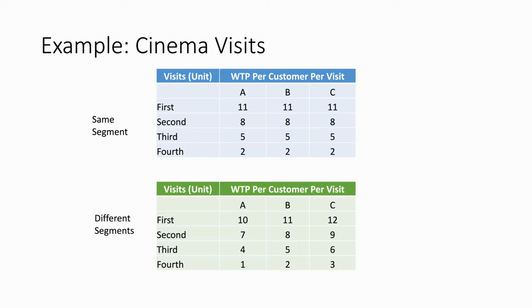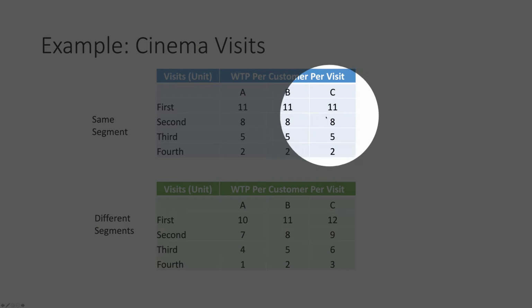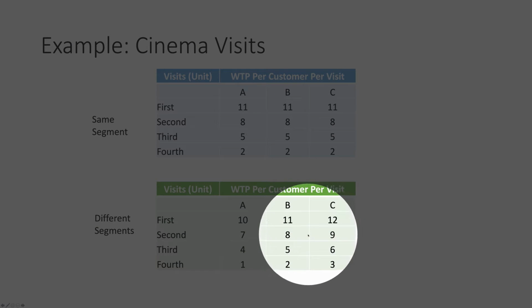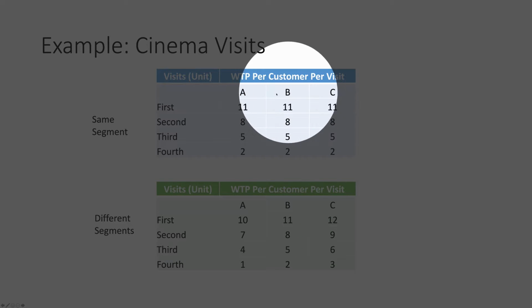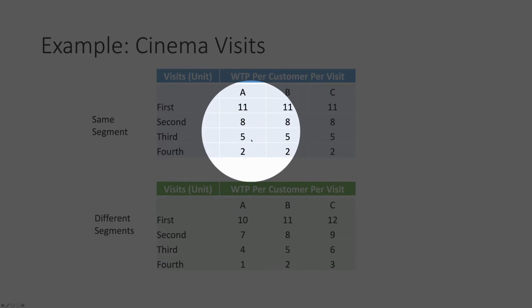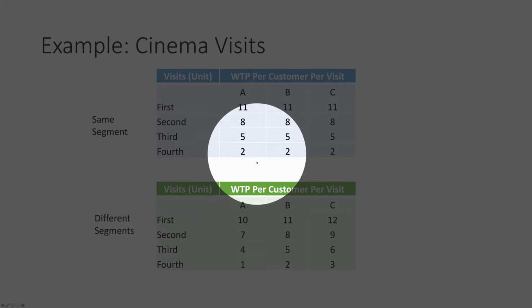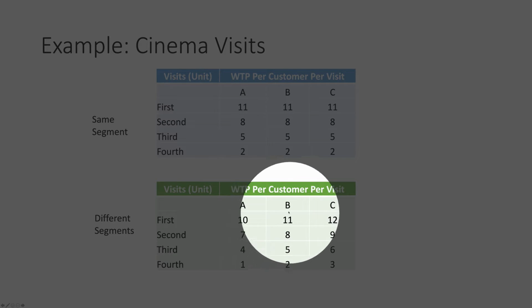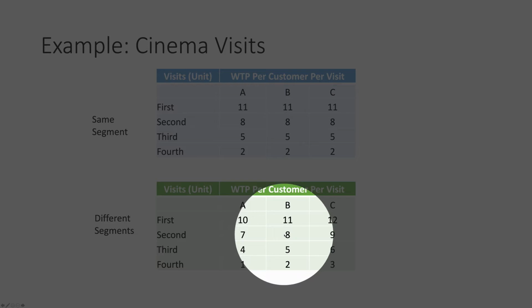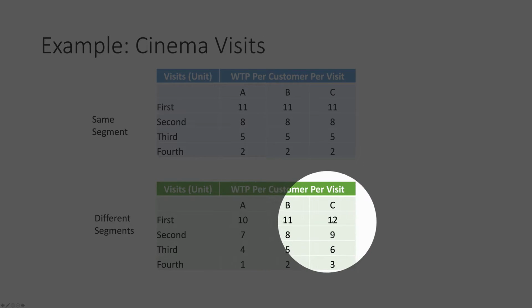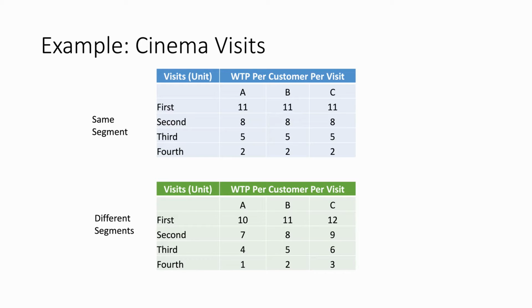One key thing to note in these two examples is that the average willingness to pay for the first table and the second table is the same across the three segments. So in the first case, the average is 11, 8, 5, and 2 because it's all the same. In the second case, the averages are again 11, 8, 5, and 2, one lower, one higher. So these two different market structures on average have the same willingness to pay distributions.